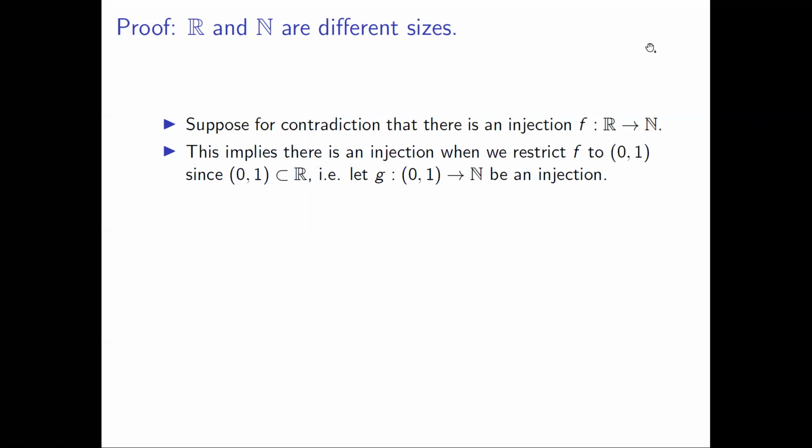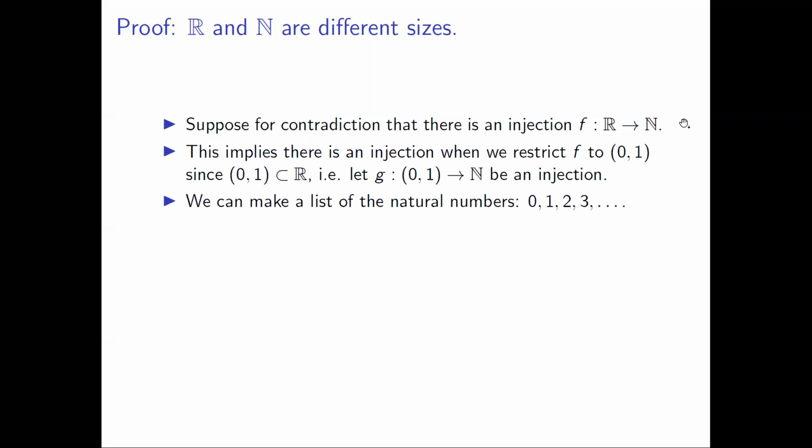And we can restrict this injection to the real numbers in the open interval from 0 to 1. So we can restrict f to this open interval from 0 to 1, and we get an injection g from the open interval 0 to 1 to the natural numbers. So we take an injection from all the reals to the natural numbers, and we just restrict it to the interval of reals from 0 to 1, the open interval. And it's still an injection if we restrict it. And we'll give it the name g for the restriction.